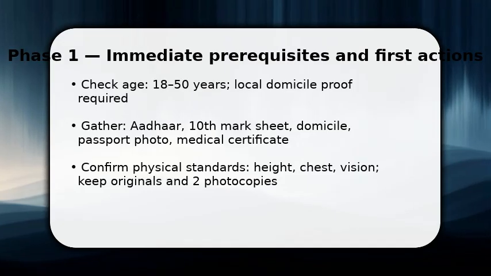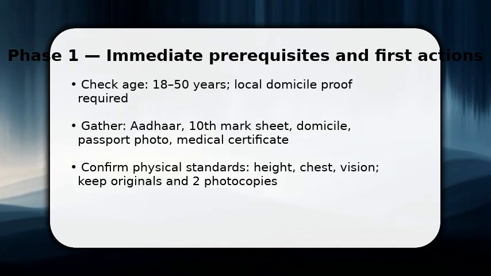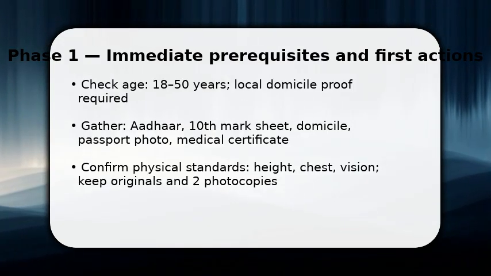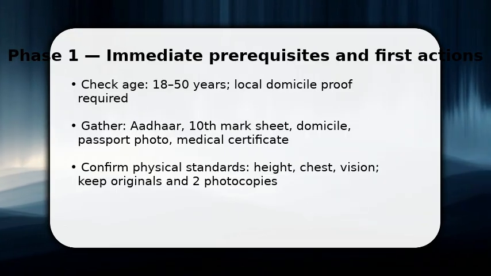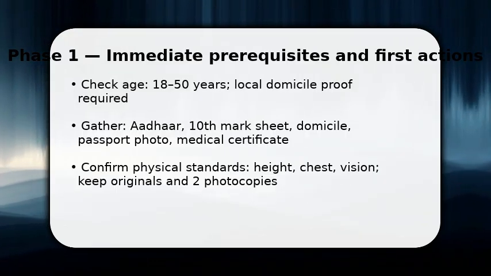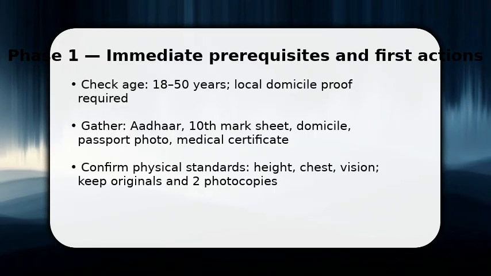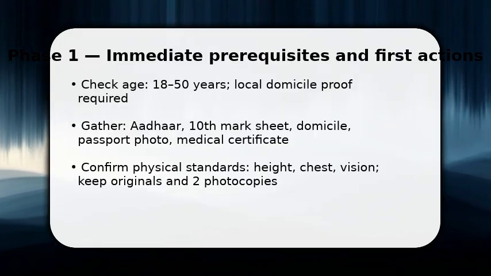Enjoy the video. You start by verifying eligibility, age 18 to 50 and local domicile. Have originals and 2 photocopies of Aadhaar, 10th mark sheet, passport photos, and medical certificate. This saves time at counter.